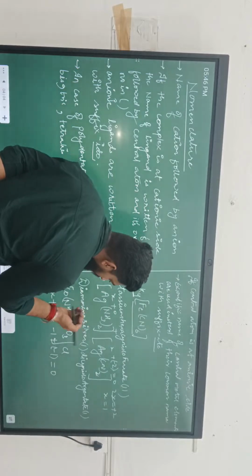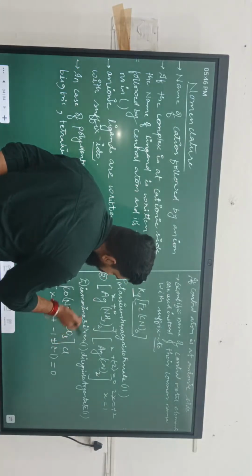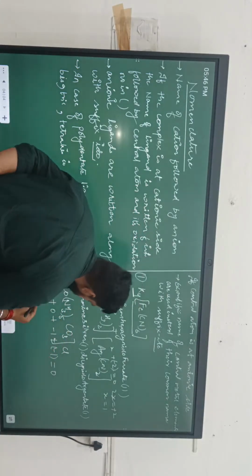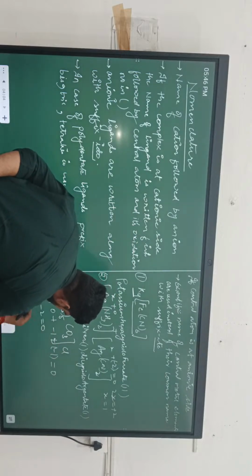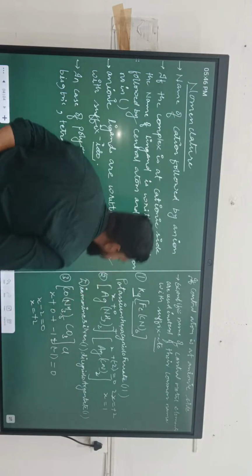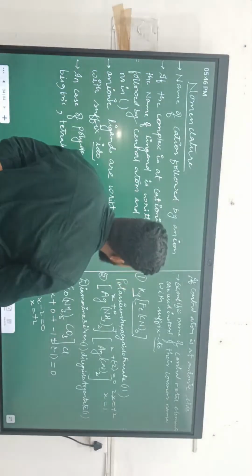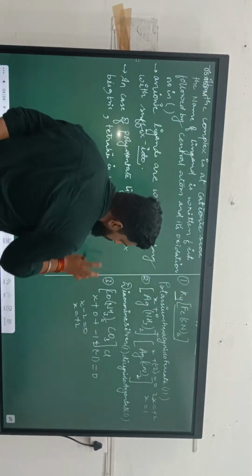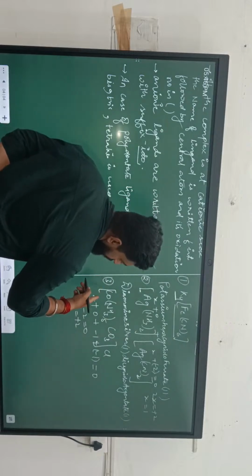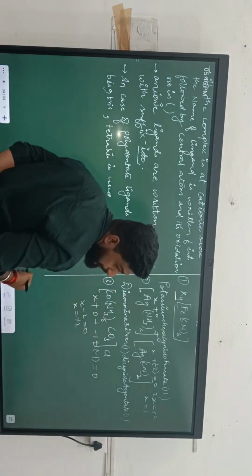NH3 has zero charge, so it doesn't matter how many NH3 are there. CO3 bears -2 charge and Cl bears -1 charge. So x minus 2 will be 0 and x will be equal to plus 2. So the oxidation number of cobalt is +2. The name of the compound will start with the ligands, and that too in alphabetical order.